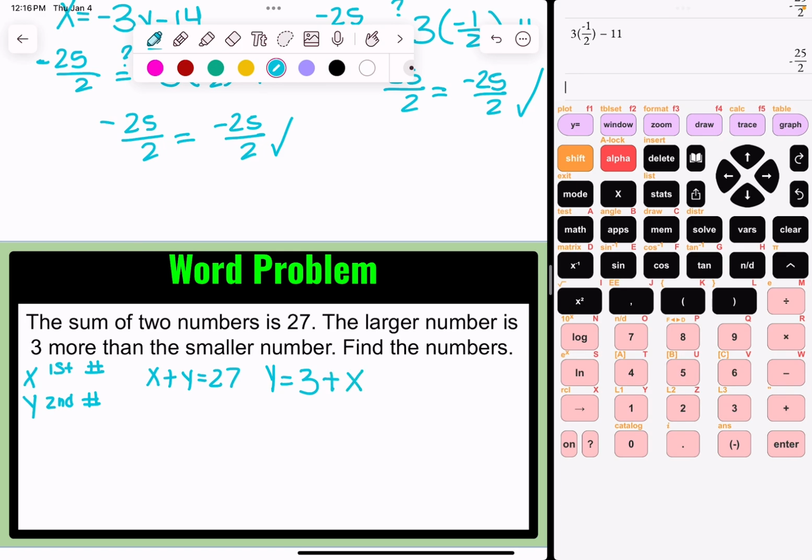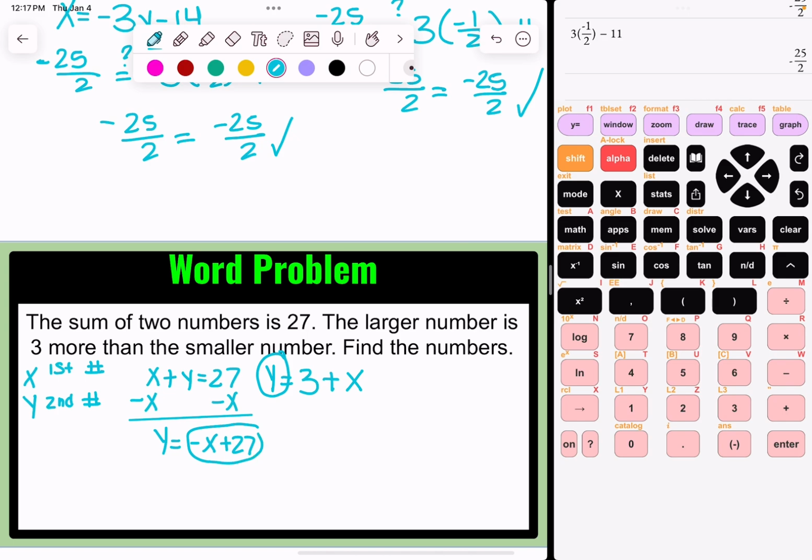Good. So now I need to get both of them to be, what do I need to do? I want to substitute by getting rid of this y and putting what y equals. Here I know that I might think that y equals 27, but it's x plus y equals 27. So I need to get rid of that x. I'm going to subtract x from both sides, and I get y equals negative x plus 27.